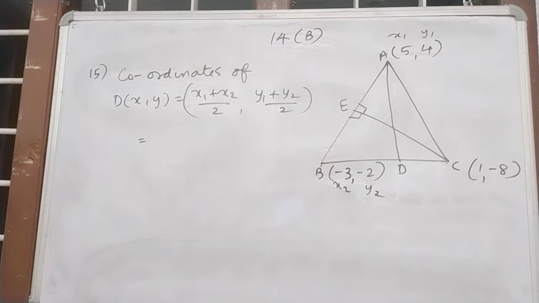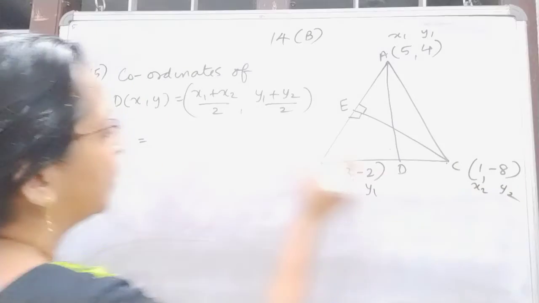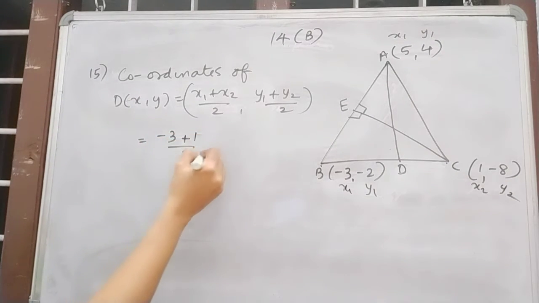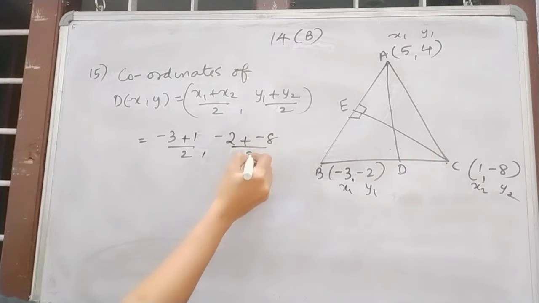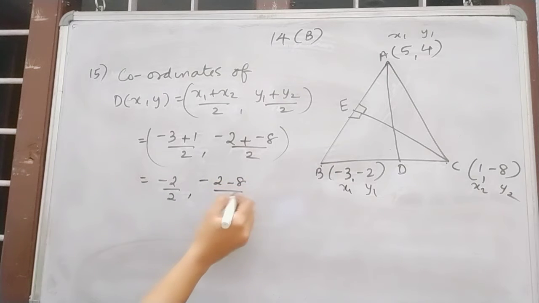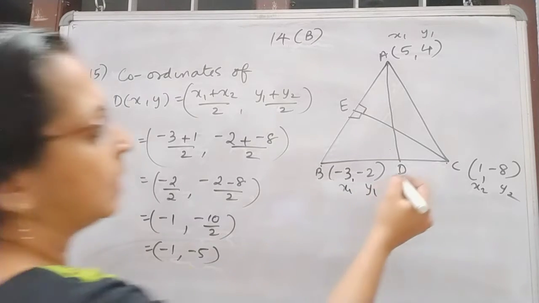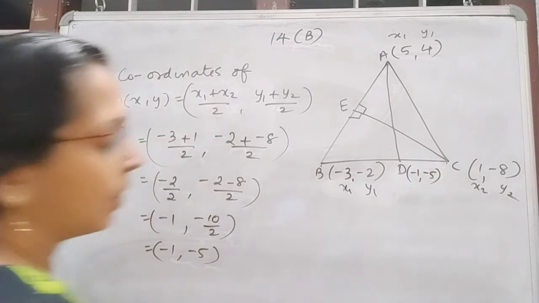So coordinates of D(x, y) will be (x1 plus x2) by 2, (y1 plus y2) by 2. That is negative 3 as x1, y1 here, x2, y2. So negative 3 plus 1 by 2 and negative 2 plus negative 8 by 2, which is equal to negative 2 by 2, negative 10 by 2. So negative 1 comma negative 5. D will be (negative 1, negative 5).